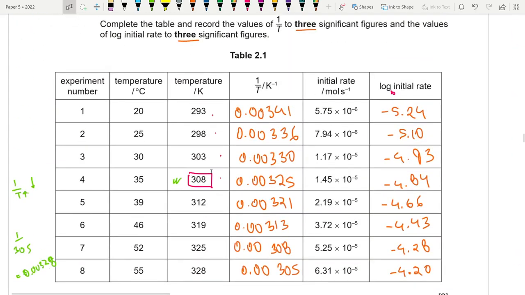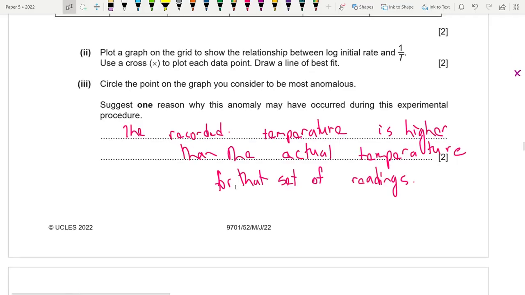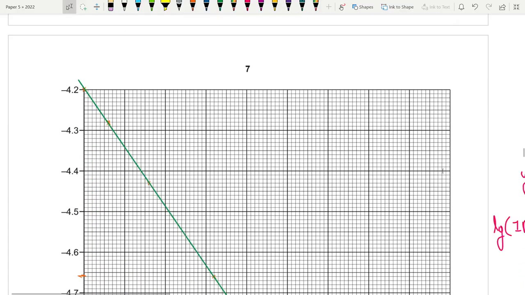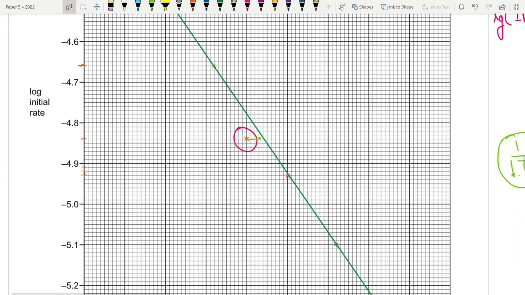So this temperature, the one that we've recorded over here, here's the reason. The recorded temperature is higher than the actual temperature for that set of readings. The recorded temperature is higher than the actual temperature for that set of readings.